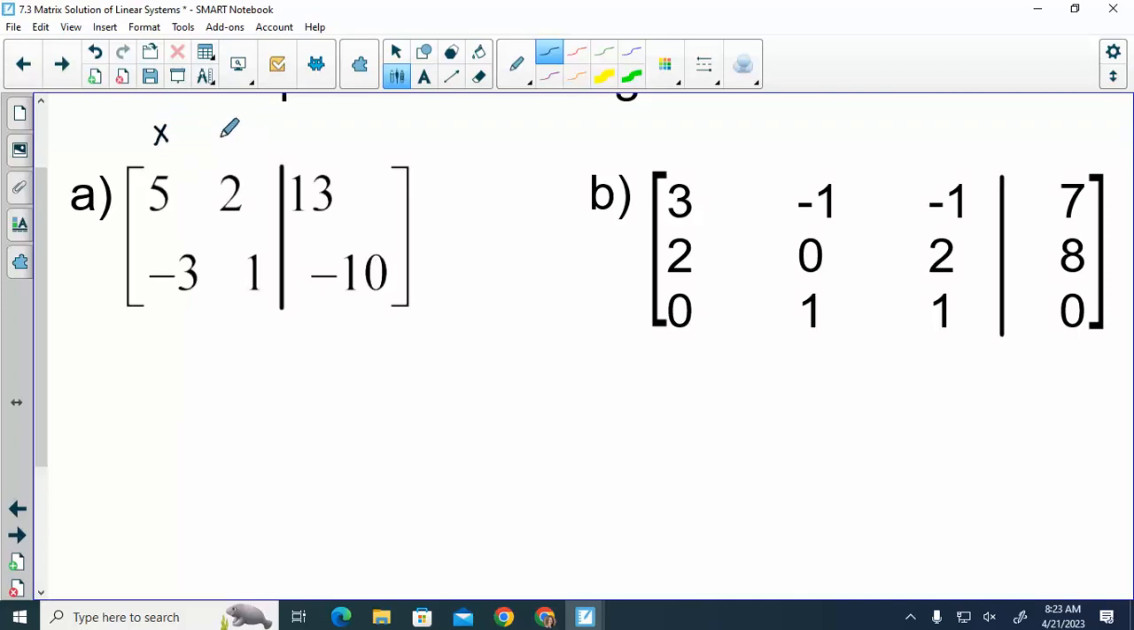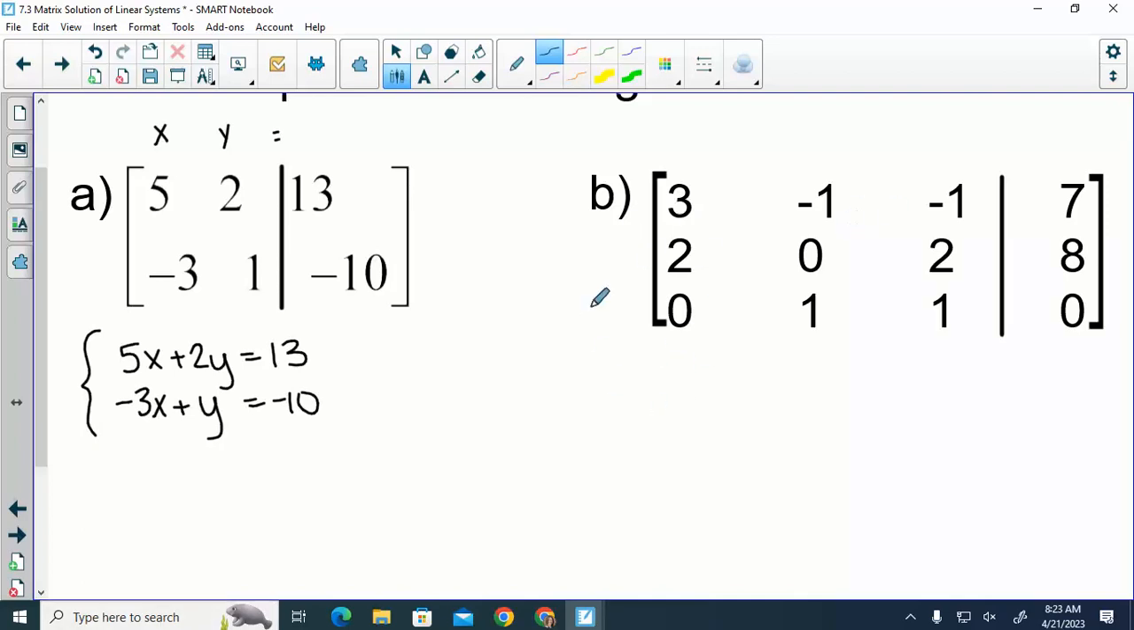So this is like my x, my y, equals a constant. So 5x plus 2y equals 13, and -3x plus y equals -10. If you brought those constants over and said it equal to 0, that's equivalent. You just don't have to.